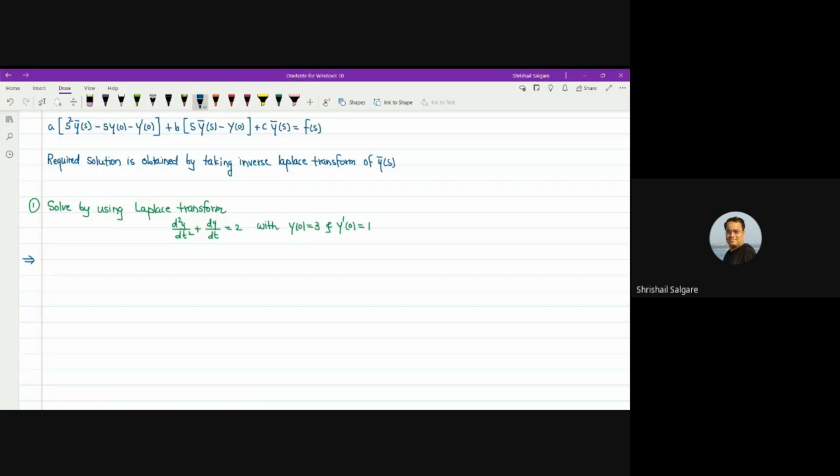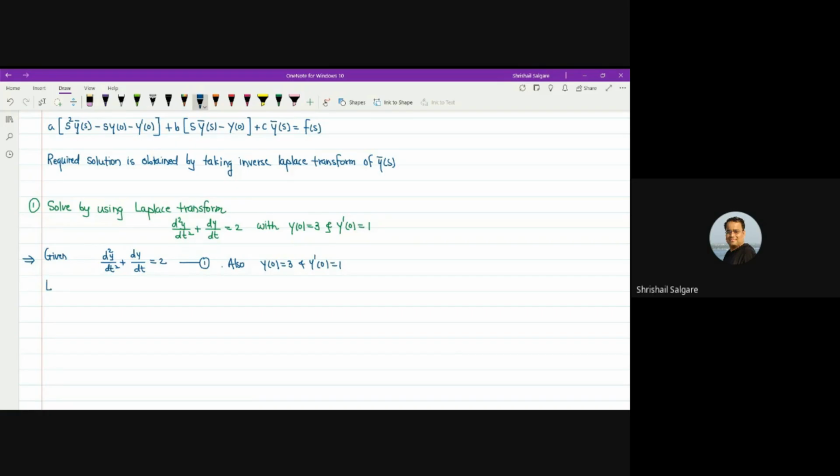Okay. Now, first I will write the given equation. What is the given differential equation? It is d2y by dt square plus dy by dt equal to 2. Suppose this I will write as number 1. Also, the initial conditions are given. Also, it is given that y of 0 is equal to 3 and y dash of 0 is equal to 1.